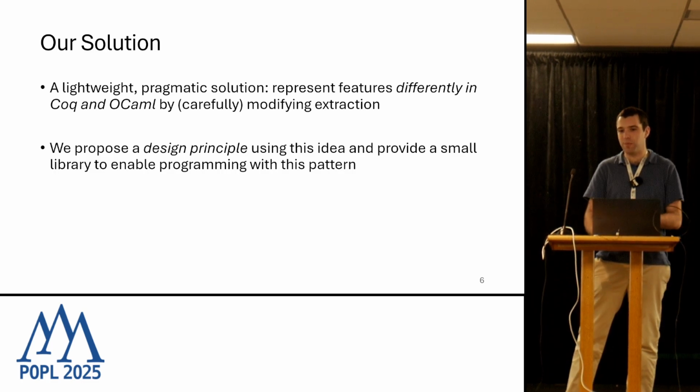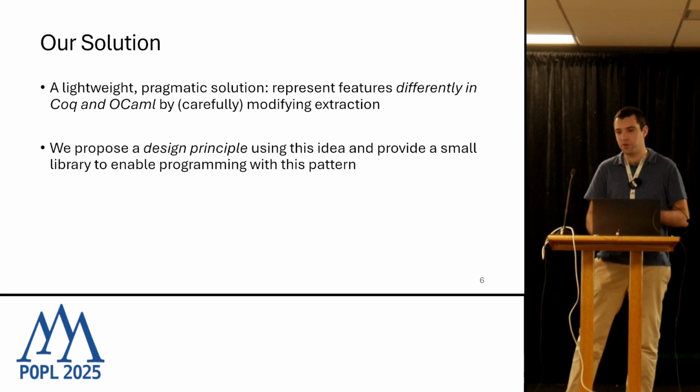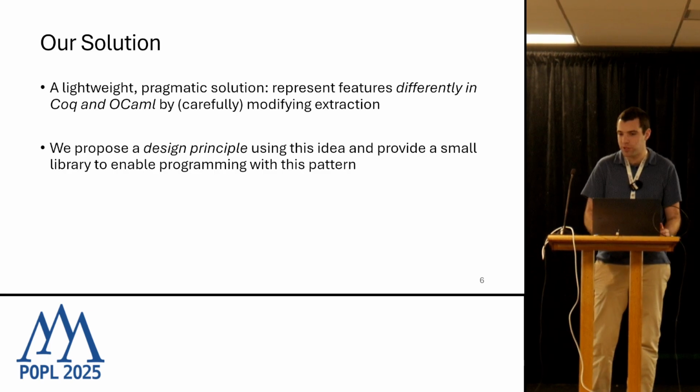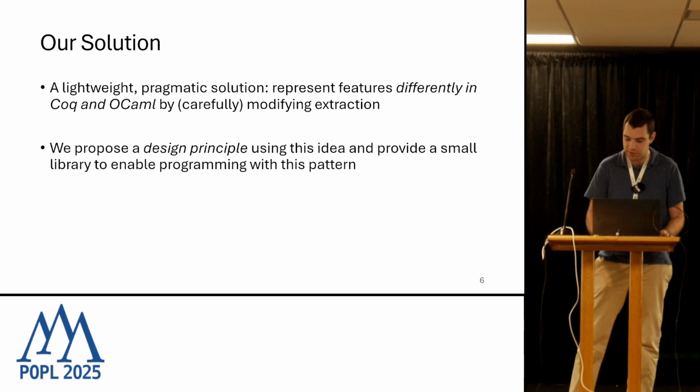And the key idea is to represent these features differently on both sides, in Coq and in OCaml. And we link them together in a careful and principled way by modifying the extraction. And so we propose in this talk a design principle for this idea. And if you are interested, I'll put a link at the end.